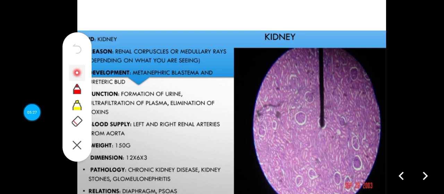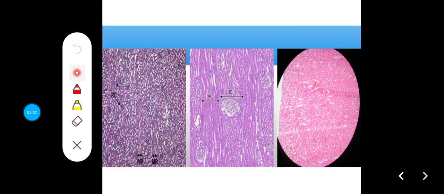And then some of these can extend into the cortex, forming the medullary rays. So these medullary rays that we talked about present the collecting duct and some parts of the loop of Henle that form parallel rays that extend into the cortex. So that's it. Let's look at other slides. So this is another slide of the kidney.